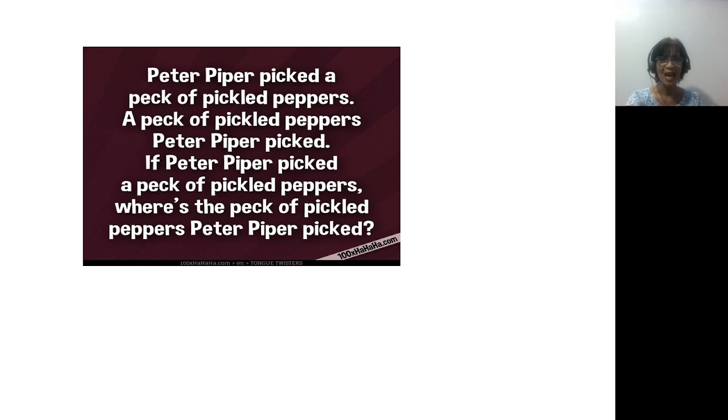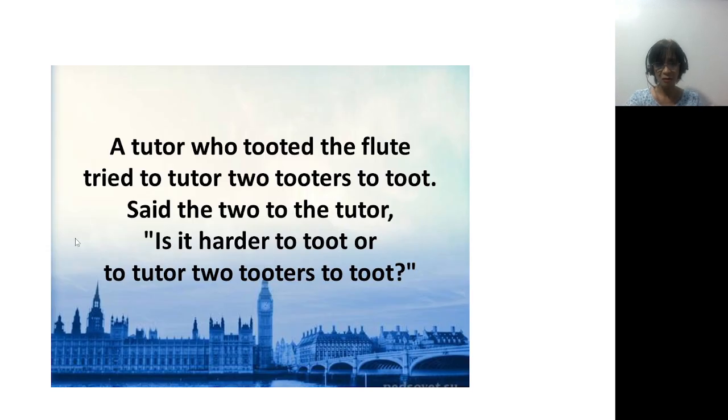I know I did. Let's try another tongue twister. This time we're going to focus on the oo sound and also the long o. Let's do it slowly. This is the tutor who tutored a flute. A tutor who tutored a flute tried to tutor two tutors to toot. Is it harder to toot, or to tutor two tutors to toot?